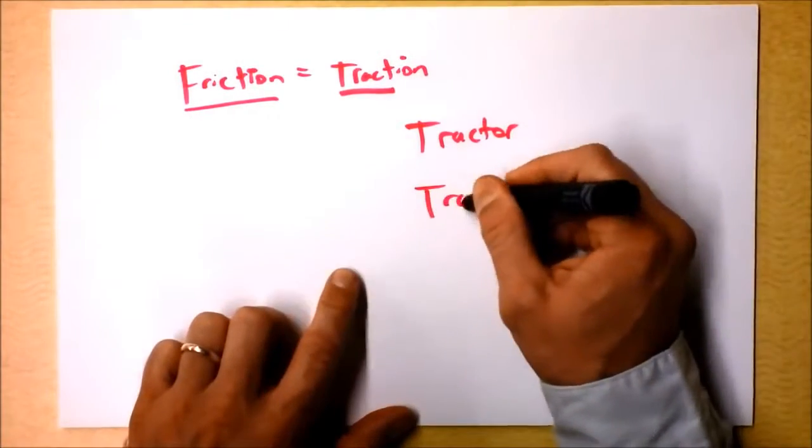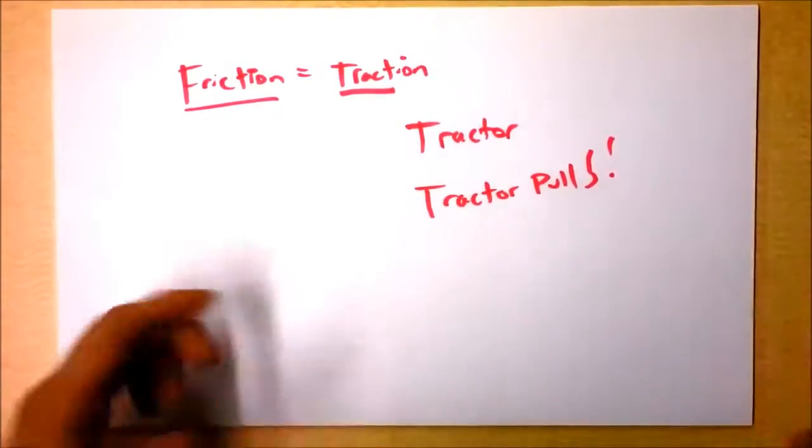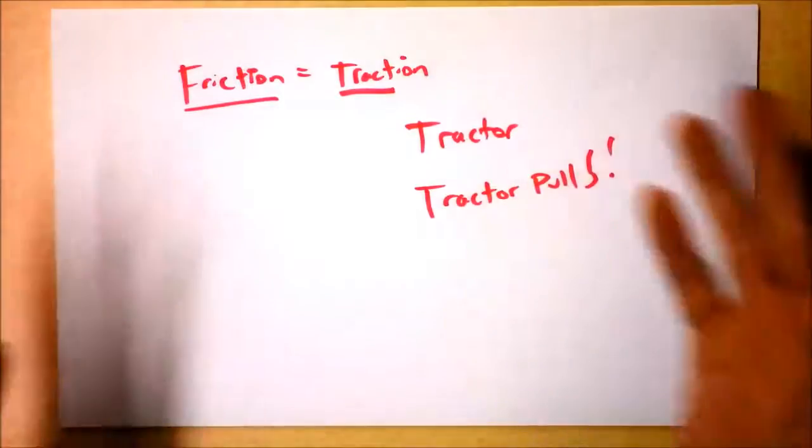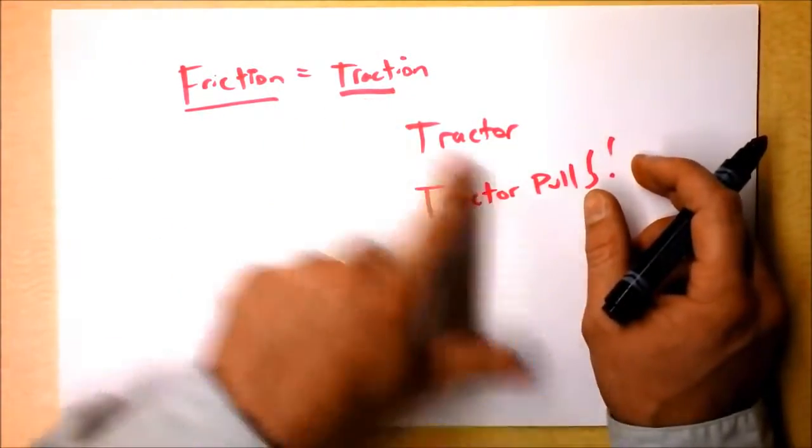So tractor pulls are fun, but they're redundant. Of course a tractor pulls, because a tractor, great, okay. So friction, though, enables you to do pulling with a tractor because of traction. I don't want to talk about it anymore.